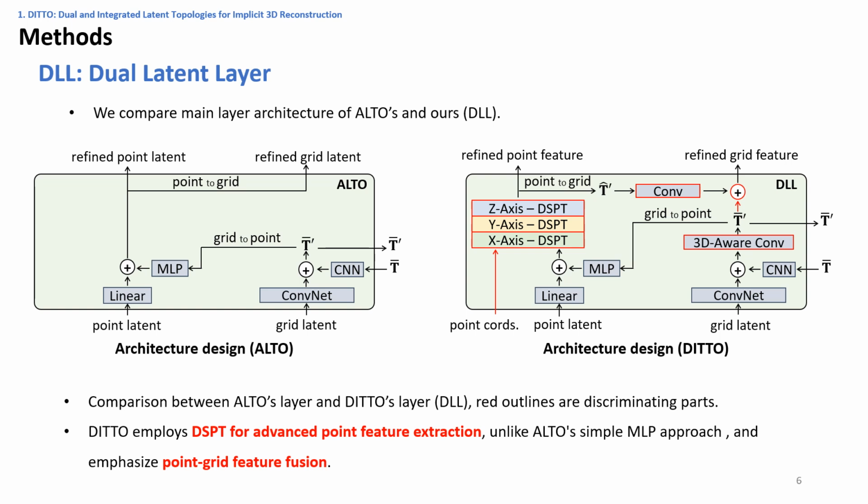However, the ITTO module does not fully utilize the point latent, as it is only updated using linear layers, making it difficult to leverage the embedded 3D geometric information between points. To address this issue, our DLL employs DSPT layers to further refine the point latent. In addition, we introduce an extra residual connection to enhance fusion of both original and projected grid latents.